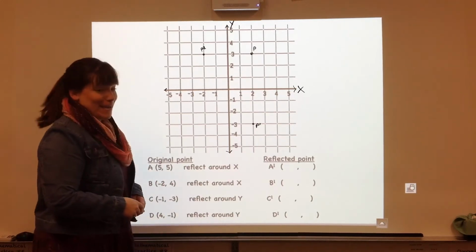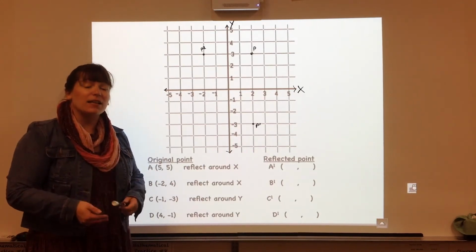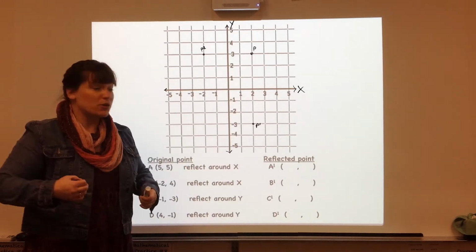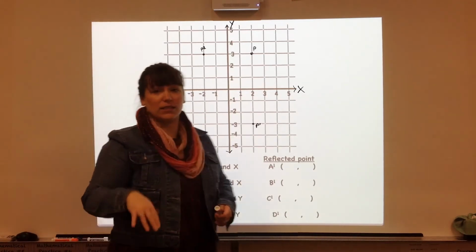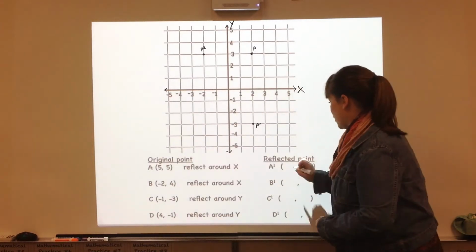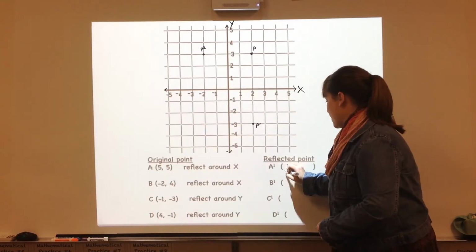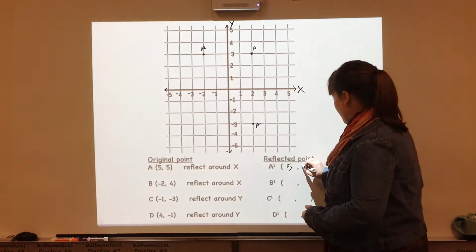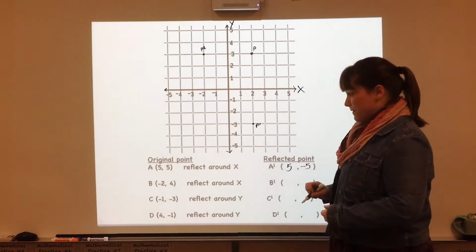So point A is 5, 5, and it's telling us to reflect it around the x-axis. Since we're going around the x-axis, the x value doesn't change. So I'm going to put that in first, and I know I need to take the opposite of the y, and that will become -5.